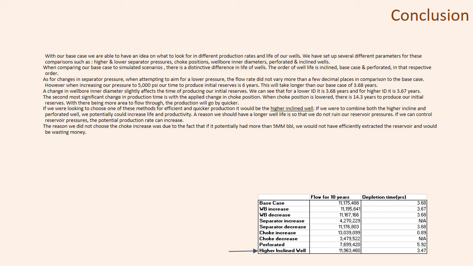If we were looking to choose one of these methods for efficient and quicker production, it would be the higher inclined well. If we were to combine both the higher incline and perforated well, we potentially could increase life and productivity. A reason we should have a longer life is so that we do not ruin our reservoir pressures. If we can control our reservoir pressures, the potential production rate can increase. The reason we did not choose the choke increase was due to the fact that it could potentially have more than 5 million barrels. We would not have efficiently extracted the reservoir and would be wasting money.